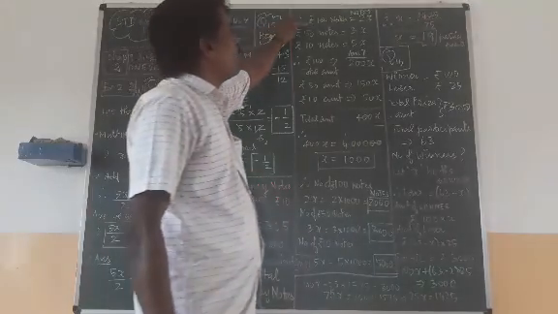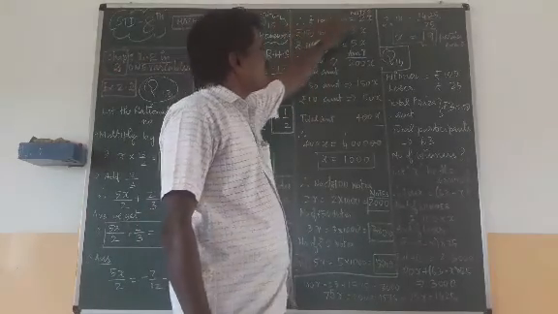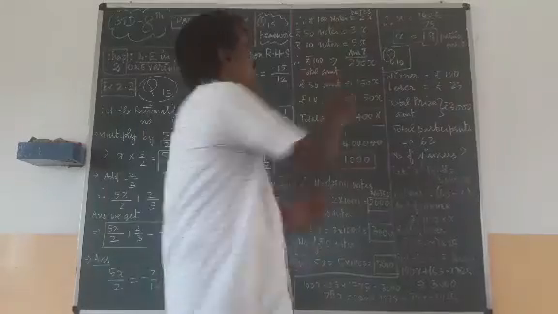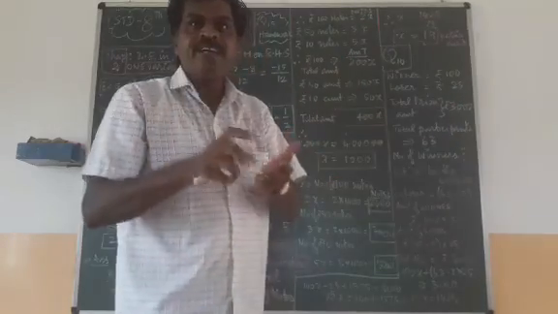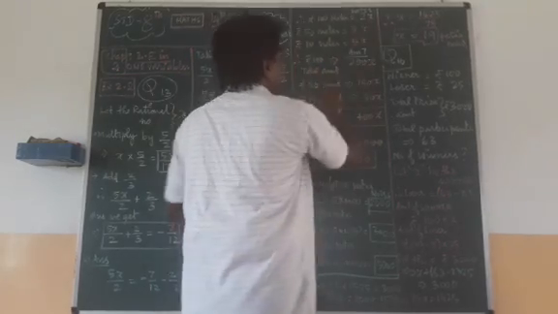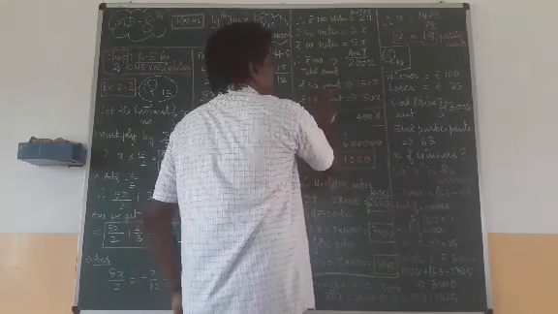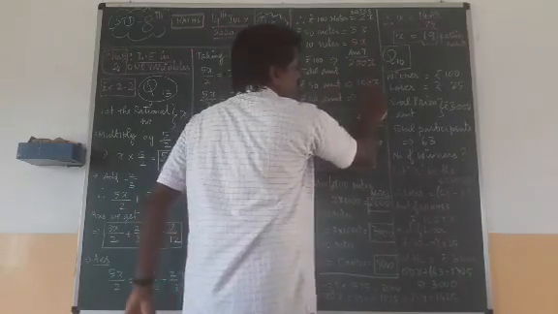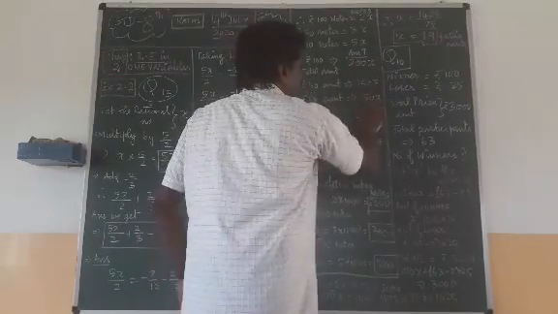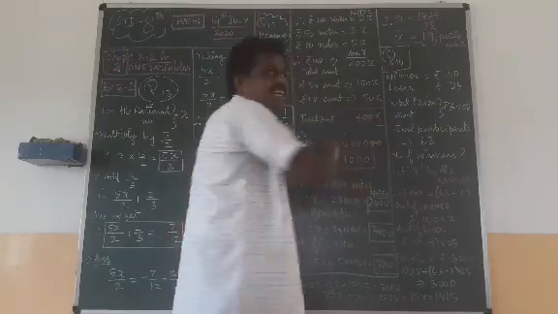Now I am counting notes. 100 rupee notes: 2 into x, 50 rupee notes: 3 into x, 10 rupee notes: 5 into x. These are the numbers of notes. How much amount will be there in 100 rupee notes? I multiply 100 into 2x, so the total amount will be 200x. For 50 rupees, 50 into 3x is 150x. Then 10 into 5x is 50x. Total amount in terms of x is 400x.